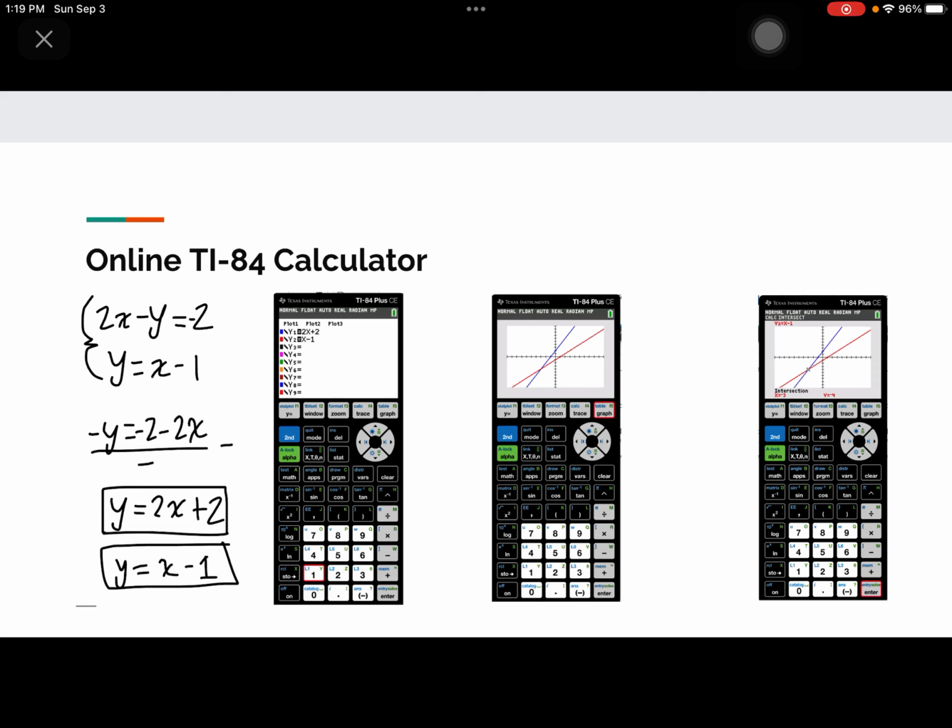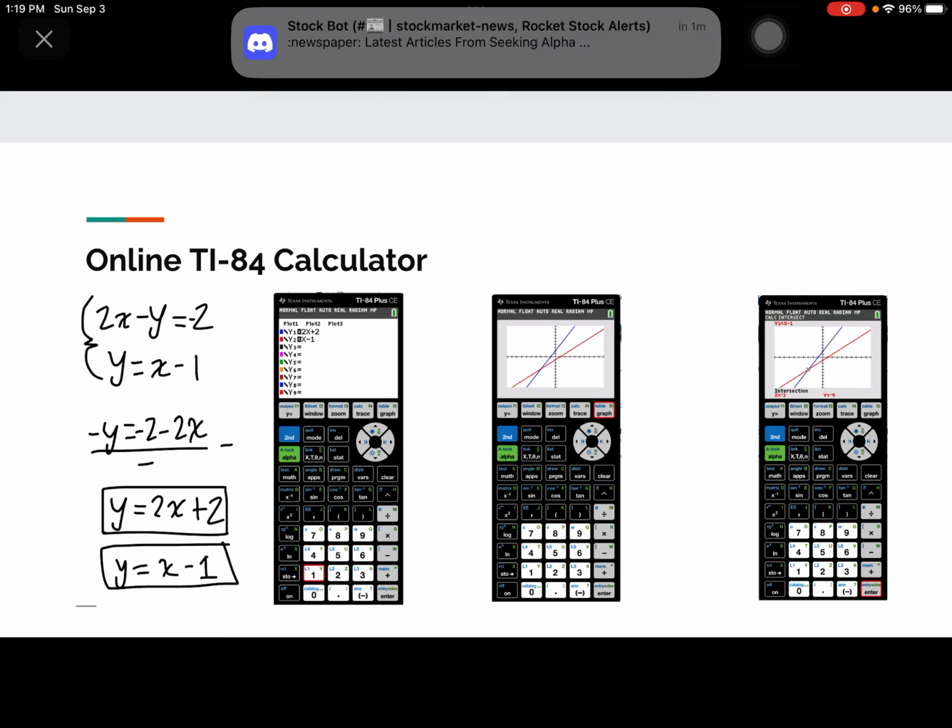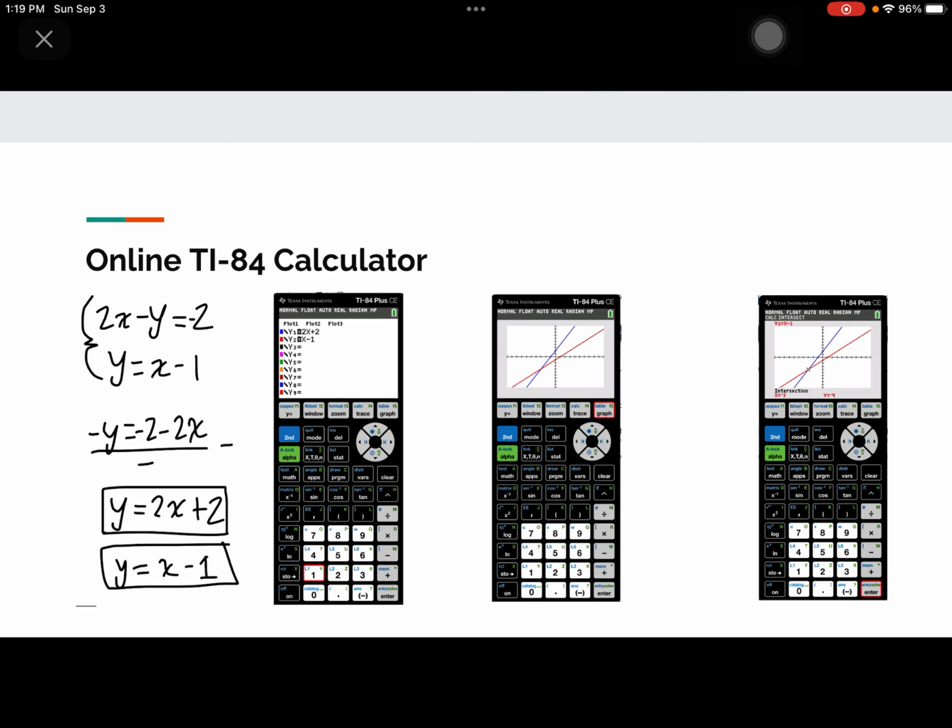And then how you actually find the intersection point, or the solution, is you press second trace, right? And then you'll have a list of options like zero, value, intersection, and so on. Then you just press intersection, and it'll tell you to mark the lines. So you put where the left bound and right bound of the lines are, and then you get the intersection. So the intersection is negative 3, negative 4, and that is also our solution in this case.